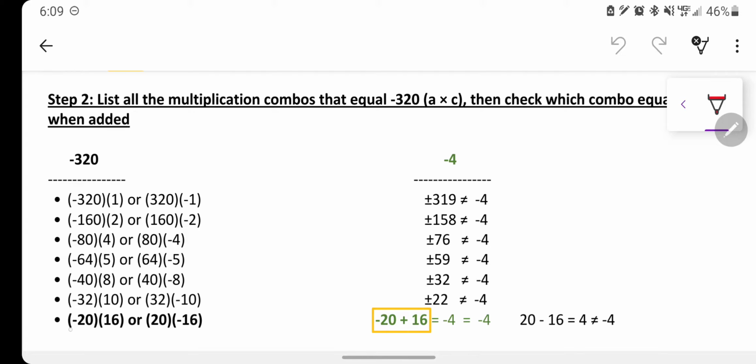So the reason why this is bold is because these values were promising when you add them together compared to the rest. So when you go over here, you grab this first combo and you do negative 20 plus 16, which equals negative 4, and that is what we're looking for. So this combo right here is the one that we're going to go with for the next step. And as you can see on this side right here, this is the combo, and that didn't work out since it was a positive 4. So let's go on to step 3 using these values.